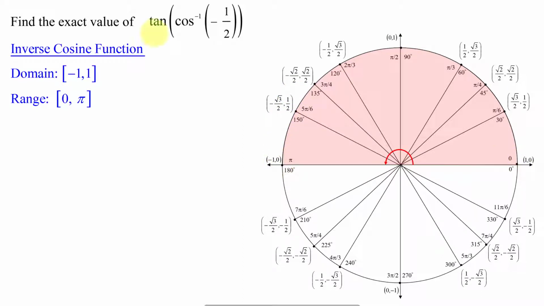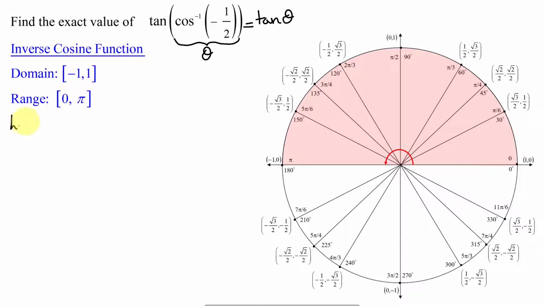This problem looks fairly complicated. It's a composition of functions. And to make it easier to understand, I'm going to let the inverse cosine of -1/2 equal a variable. I'm going to pick theta. So my problem just becomes find the tangent of theta.